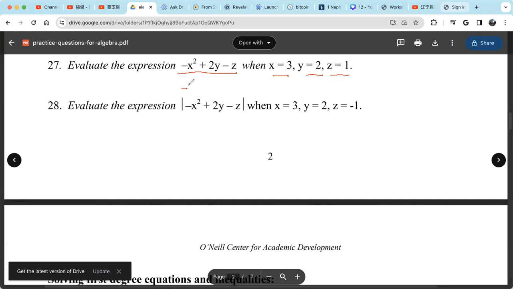So 3, keep the negative sign. X is a 3 now. So 3 squared plus 2 times y. Y is a 2 now. Minus z. Z is 1 now. So this equals, I still have a negative sign. 3 squared is 9. 2 times 2 is 4. Minus 1. So I still have minus 9, minus 1. That's minus 10. Right. I can add the negative numbers together.